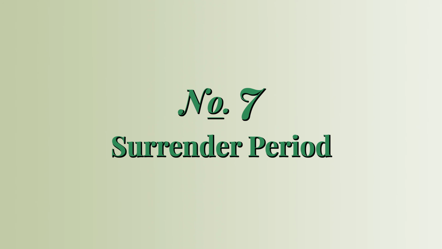Number 7, surrender period. Life insurance carriers want you to keep your money with them long term. And if you don't keep your money with them long term, you will incur a surrender charge. The surrender period on an IUL is usually 10 years. But Nationwide, Transamerica, and Prudential, for example, have 15-year surrender periods, and Allianz 13. I have seen as high as 20 years.